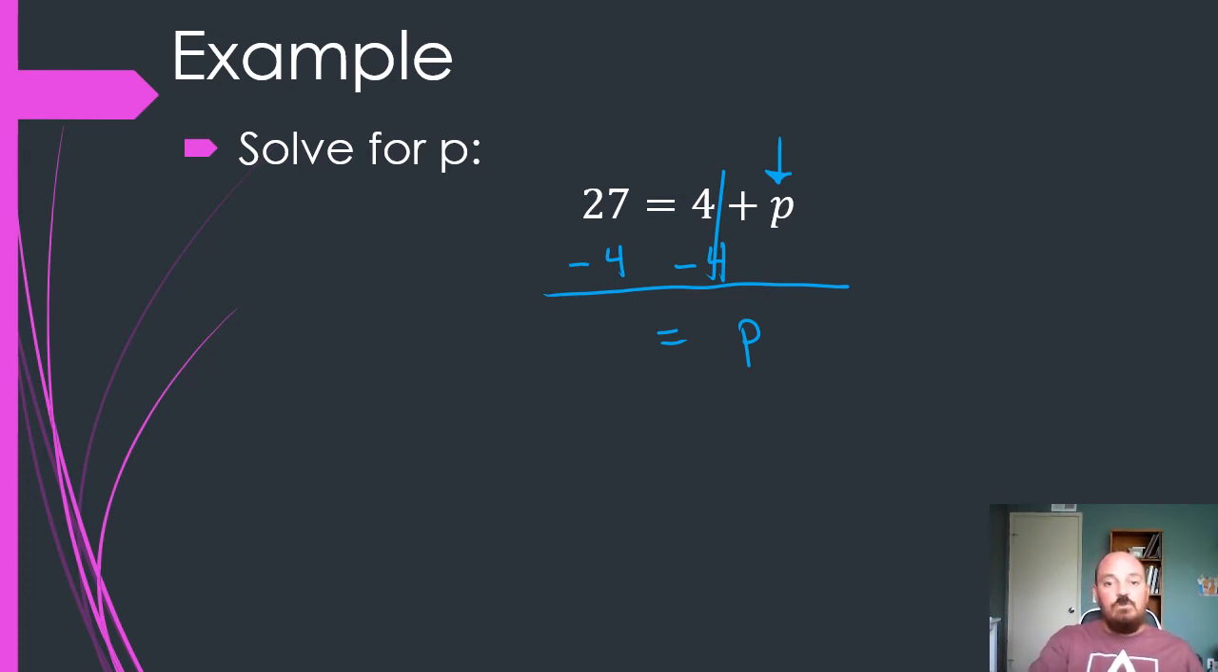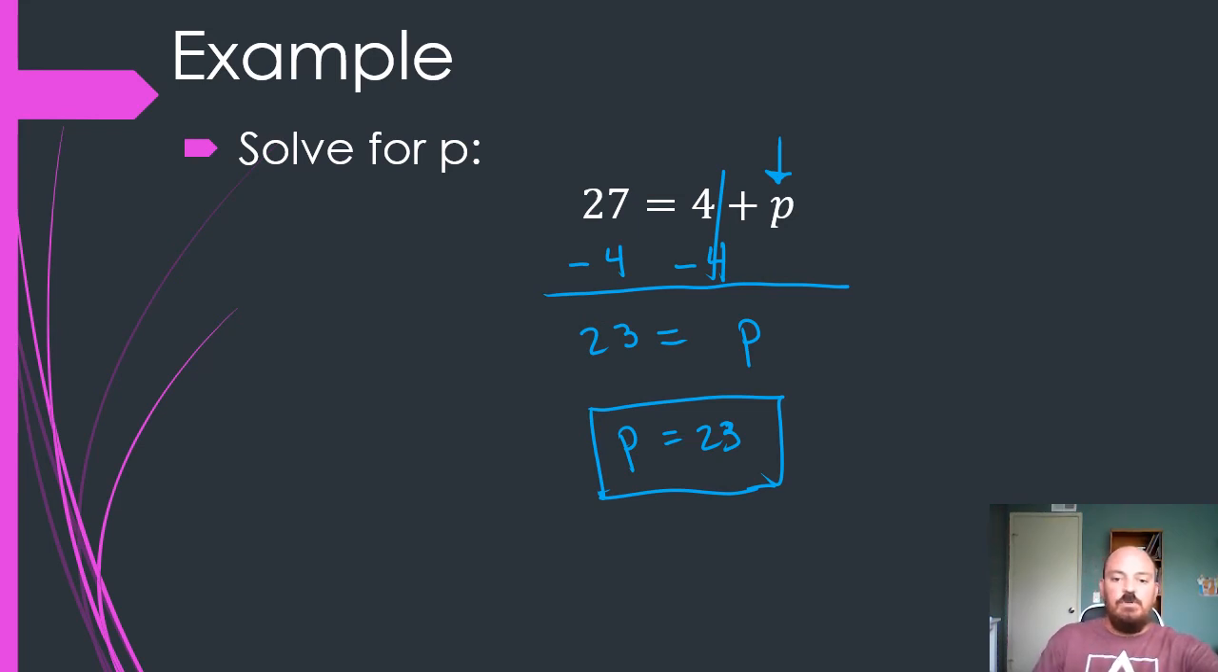So on the other side, I have 27 minus 4. That would be 23. And remember I said earlier, it doesn't matter what side of the equal sign p is. This equation actually says 23 equals p, but that's the same as saying p equals 23. Remember, we called that the symmetric property in Module 1. So it doesn't matter which side p is or which side x is. As long as you get the variable by itself, the number on the other side of the equal sign is the answer.